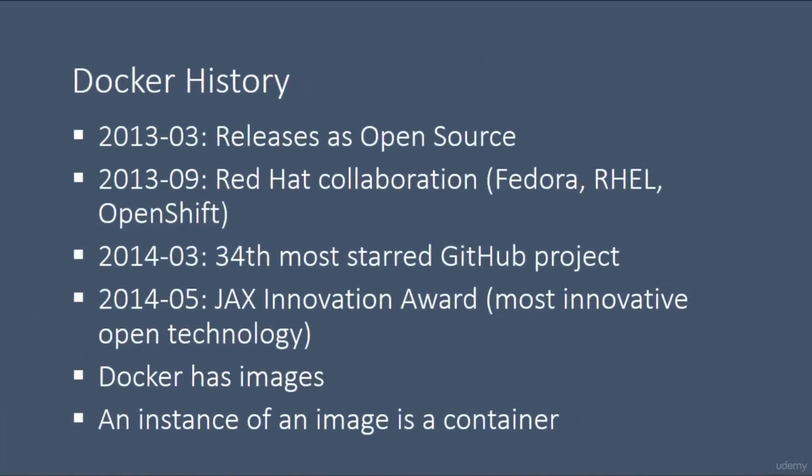A brief history on Docker. In 2013, it was released as open source, and then of course in 2014 it was the 34th most starred GitHub project. It also won several awards. Docker has images. An instance of an image is a container.